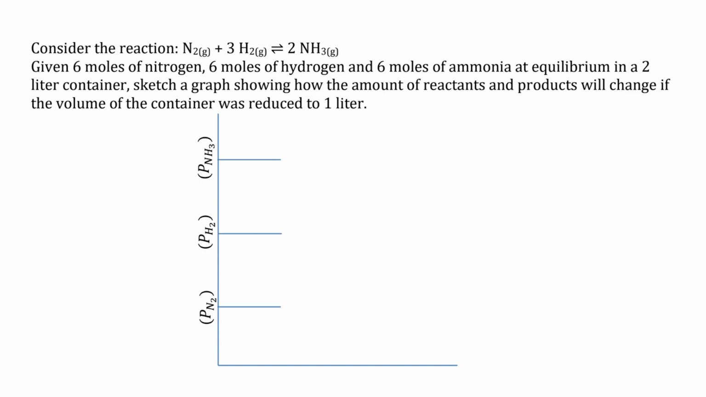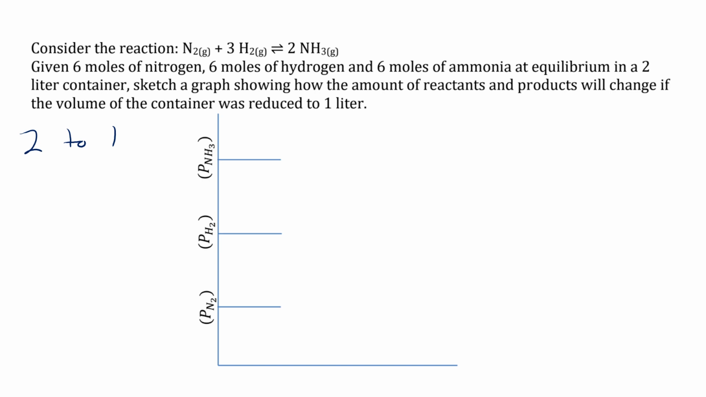Now we're going to try to graph out how the amount of products and reactants will change. It's the same scenario. If I have 6 moles of nitrogen, hydrogen, and ammonia in 2 liters, what will happen if it's reduced to 1 liter? Remember that by going from 2 liters to 1 liter I'm halving the volume, so I'm doubling the pressure. The y-axis has no real specific number, it's all relative to each other. If you are increasing the pressure, you will shift to the side with fewer moles of gas.